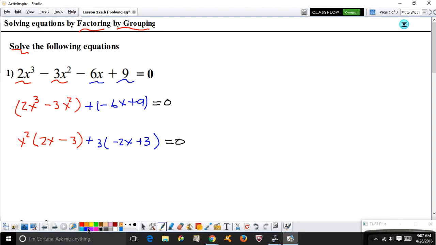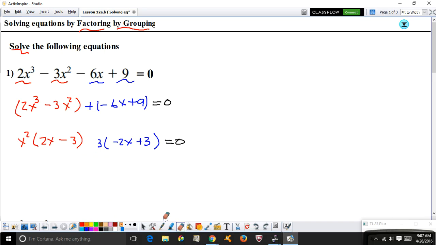Okay, so this is a little bit tricky. Maybe this is not the first example, but the whole objective is to make sure you have the parentheses equal to each other. You see that they're almost equal to each other. You have 2x minus 3, and here you have negative 2x plus 3. Your objective is to make them look the same. So what if I factor out a negative 3 instead of a 3? Let me factor out a negative 3.